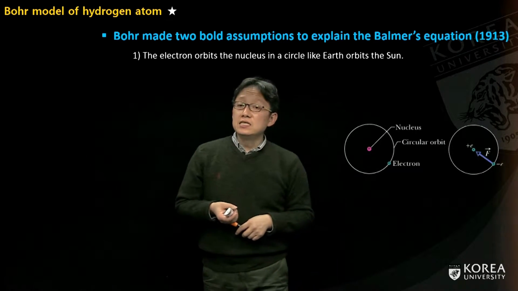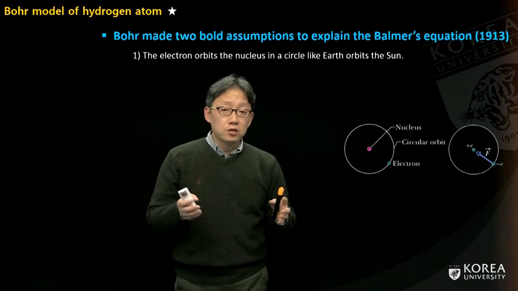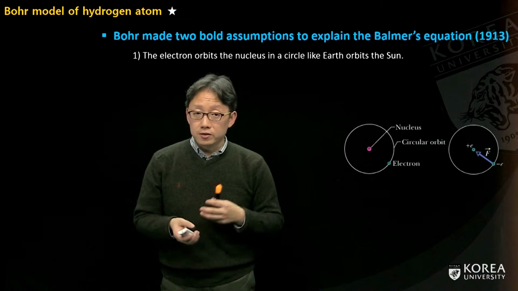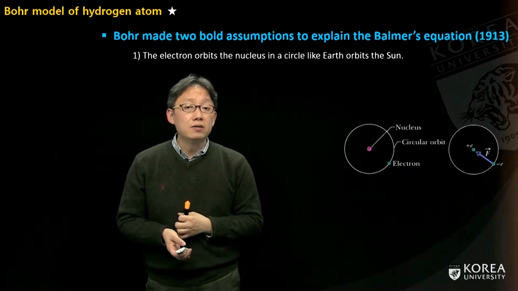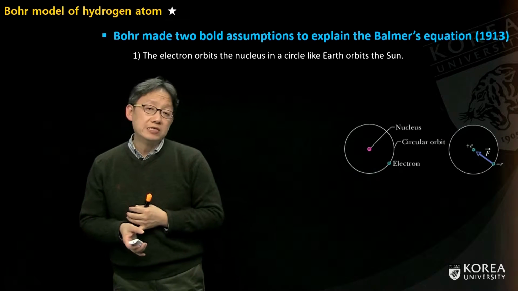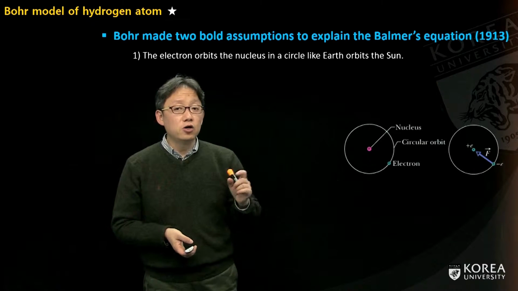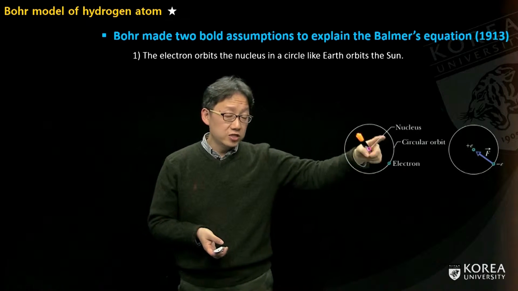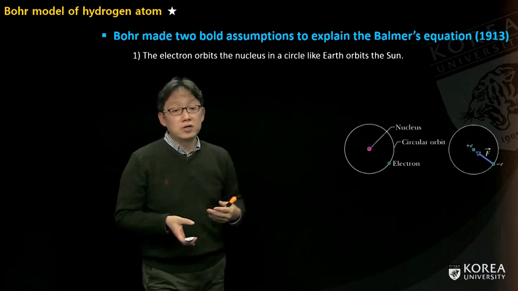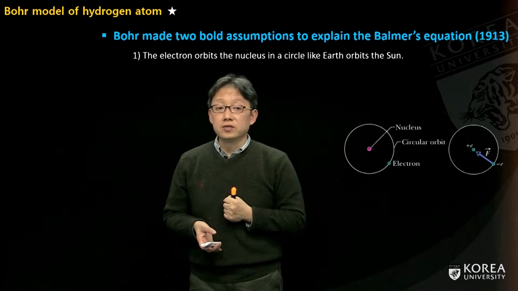It was finally Niels Bohr in the early 20th century who came up with a theoretical idea to explain this Balmer equation. In doing so, he made two very bold, or strange, assumptions for his time. The first was that electrons orbit around the nucleus in a circular orbit, just like the Earth is orbiting around the sun or the moon is orbiting around the Earth. That was actually okay, because the electron is negatively charged and the nucleus is positively charged, so there will be some Coulomb force acting.